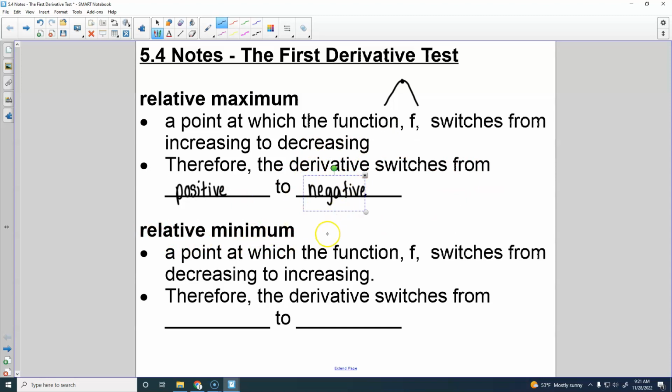Relative minimum is similar. It's where we switch from decreasing to increasing. That's going to cause a relative minimum point. Could be an absolute, but it's definitely at least a relative. Therefore, if our function switches from decreasing to increasing, then the derivative is going to switch from negative, because the function is decreasing, to positive, because the function is increasing.